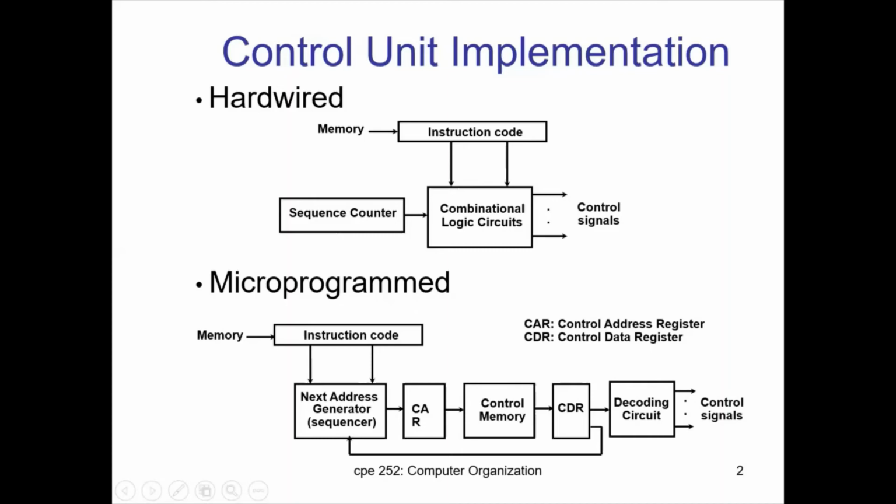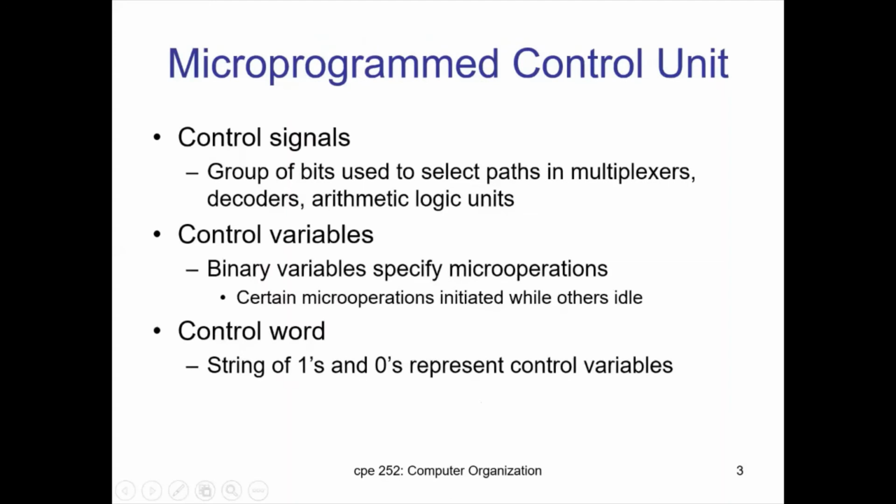So AND gate, OR gate, NAND gate, all these gates are called hardware, and these gates are used to control such an operation. With the help of CAR and CDR, then it is called microprogrammed. When you are controlling something, you need to program, or else you cannot control an ATM machine or your smartphone. Everything is controlled by instruction, right?